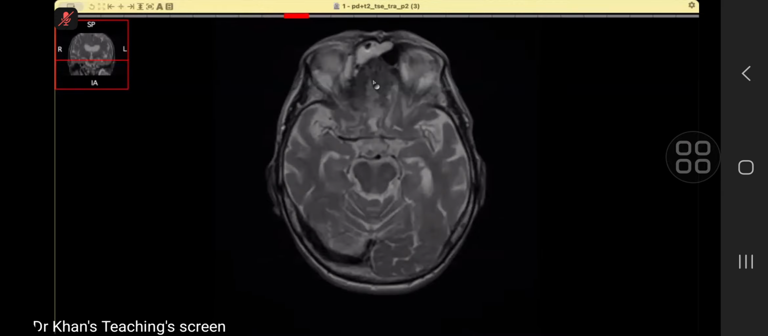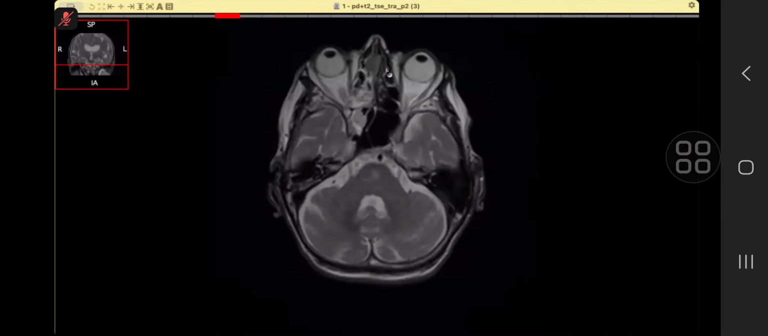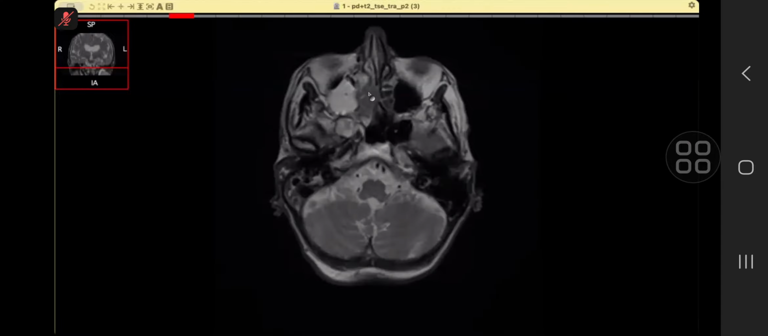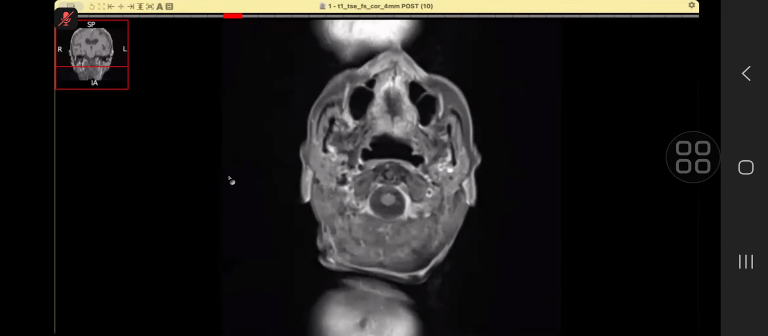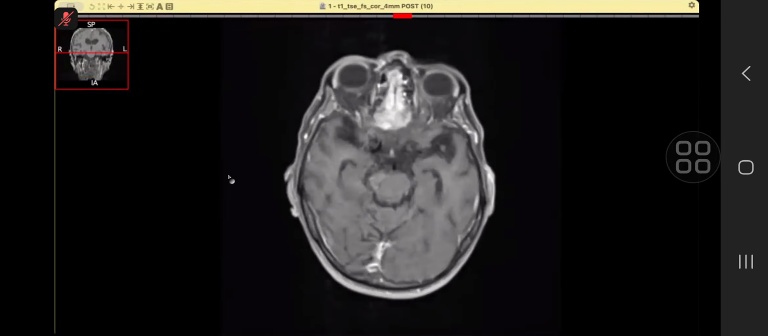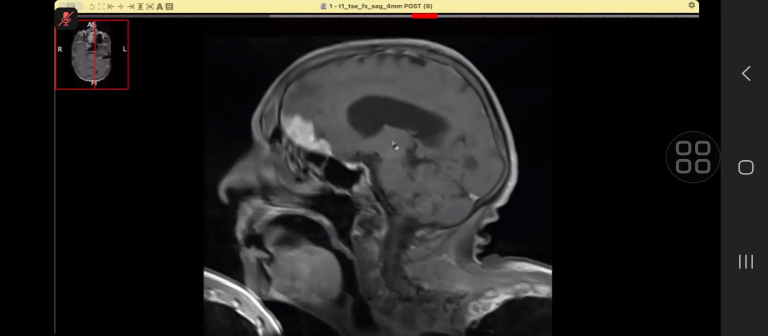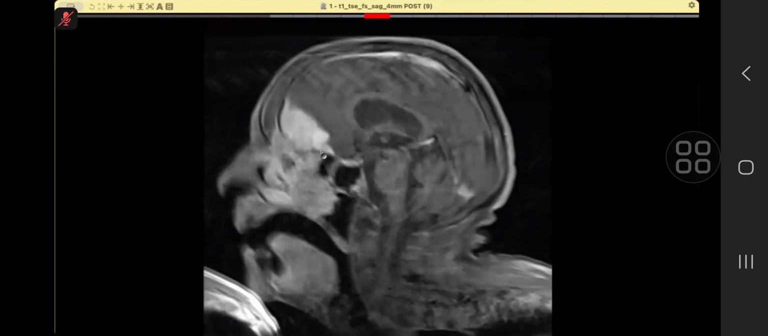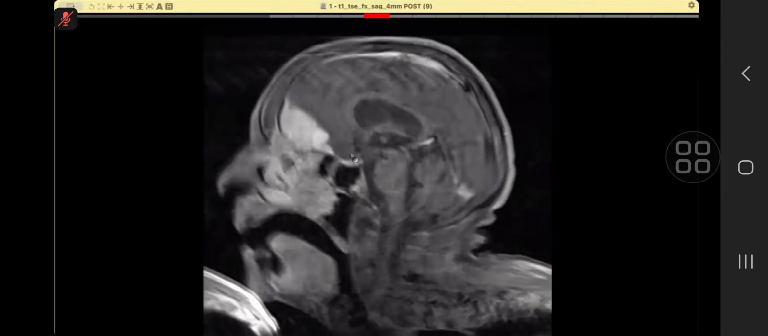So this is the lesion. And you can see how it communicates with the nasal cavity and then goes here. On an axial, actually, you can see everything. And on post contrast, how it enhances. And if I show you a sagittal, you will see it very well. Here you are. You see how it is enhancing. So this is olfactory neuroblastoma. Okay, well done.